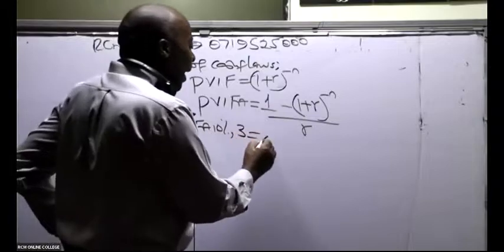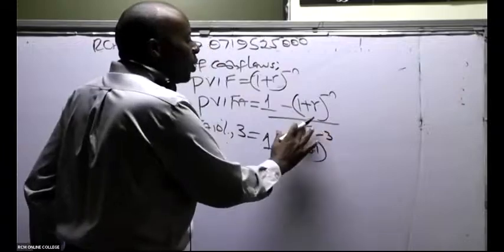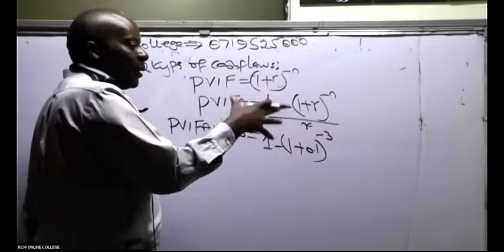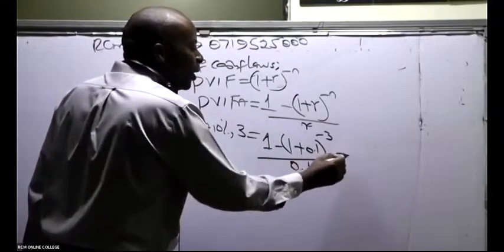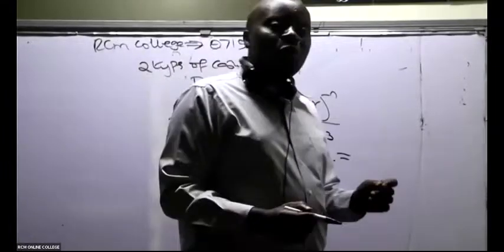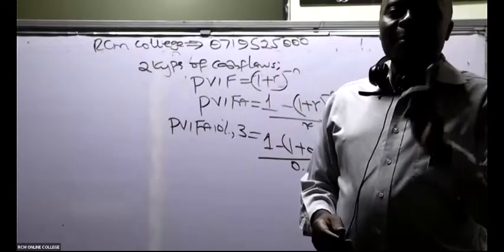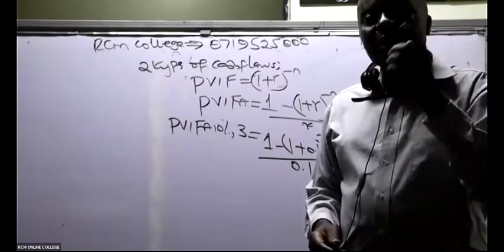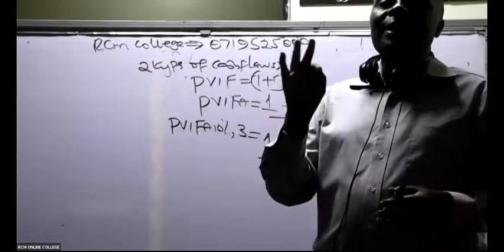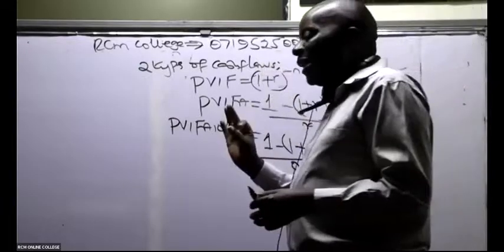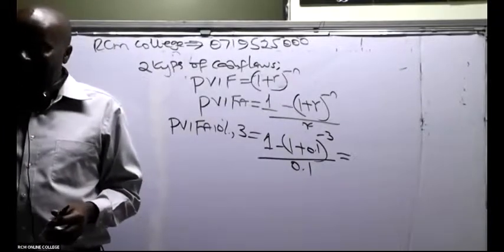So it will be 1 minus (1 plus 0.1) raised to negative 3. It's an annuity, repetitive, so we talk of the entire 3 years, and everything is divided by R, which is 0.1. Here you have to be very careful with your calculator. You say 1 minus open brackets, 1 plus 0.1, close brackets, raise to -3, then equals. Once you've done that, you divide this by R, which is 0.1.